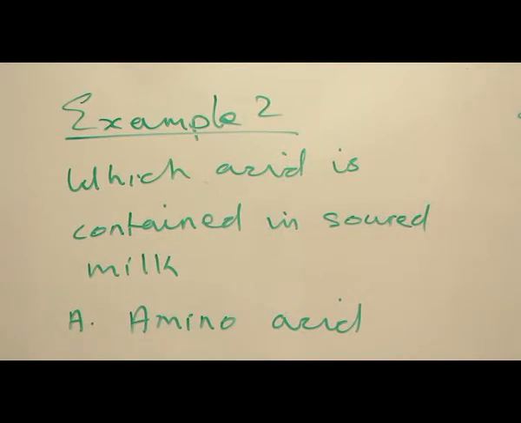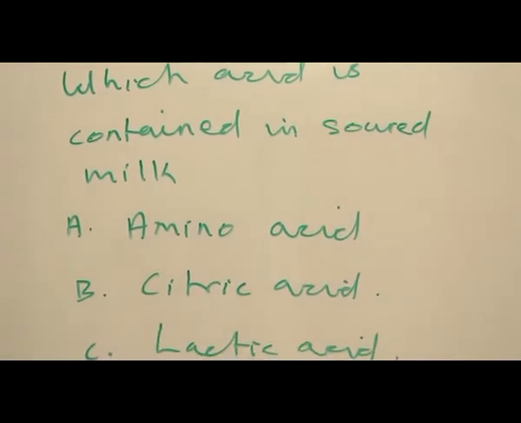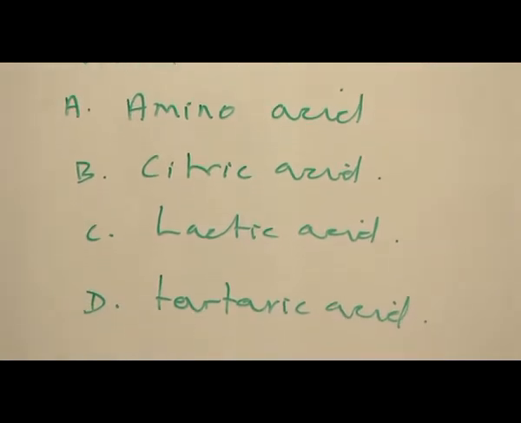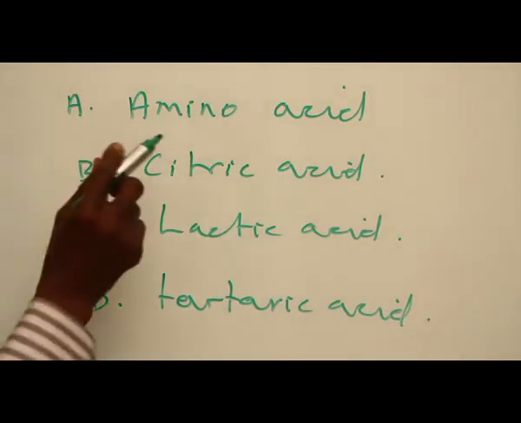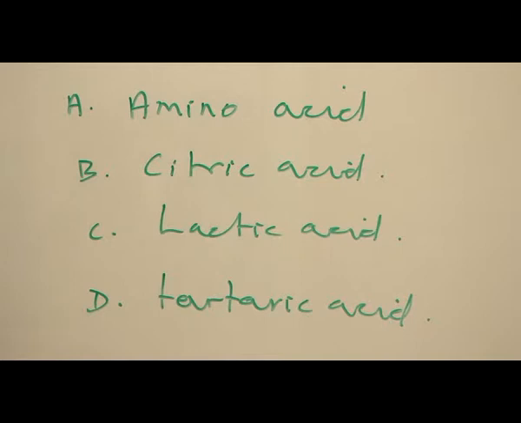Example 2. Which acid is contained in soured milk? Options: A. Amino acid. B. Citric acid. C. Lactic acid. D. Tartaric acid. Let's consider the options one after the other. A. Amino acid. Now, amino acid is the acid that is contained in protein. So each time we take protein, let's talk about taking some amino acid. B. Citric acid. Citric acid is contained in lime and lemon.